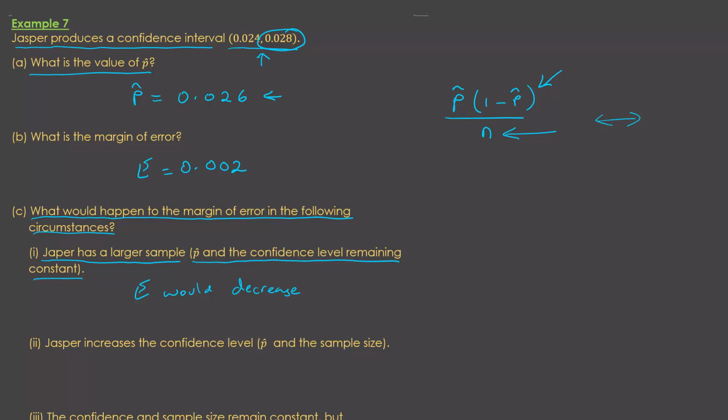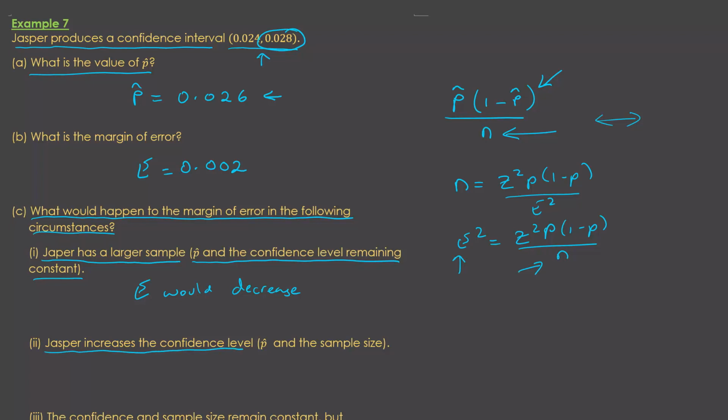Another way to look at that is using the formula that we had before, where we had z squared p 1 minus p over e squared. If we think about e squared, that would be z squared p 1 minus p divided by n. If we make n bigger, we're dividing this side by more, and so e would get smaller.